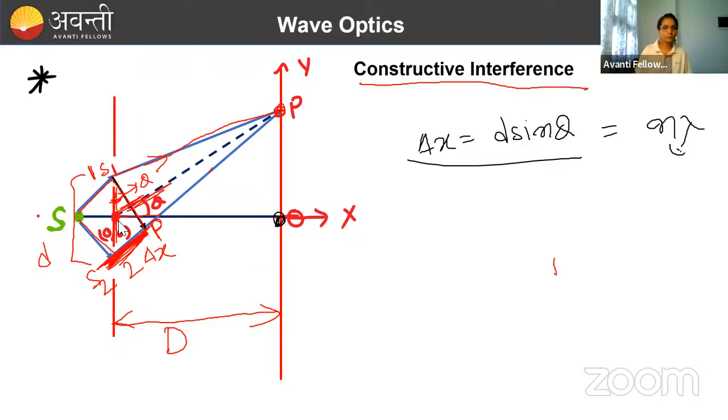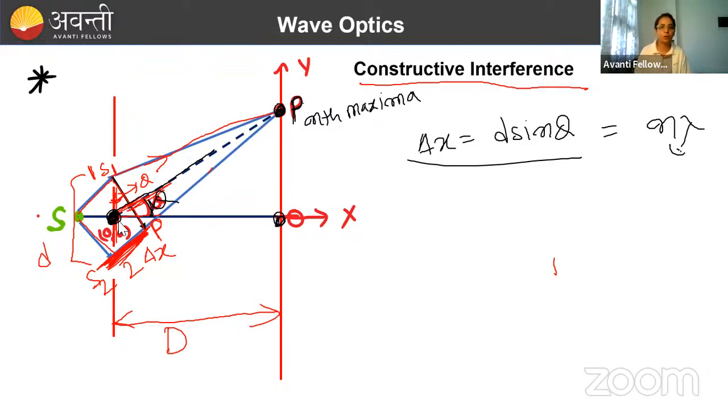Suppose this point P is the nth maximum. So what will be the angular position of this nth maximum? What will be its angular position? So basically this point P is at an angle theta. For calculating the angular position, you will be considering this point as the origin, and from here all theta get measured. So if this is theta, then the angular position of P is theta. And if P is the nth maxima, then the angular position of the nth maxima will be theta.